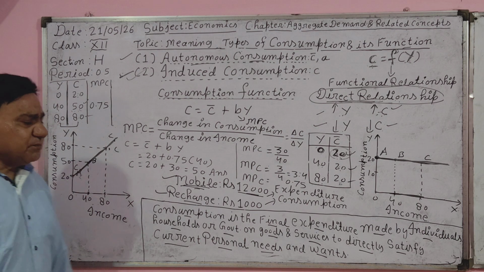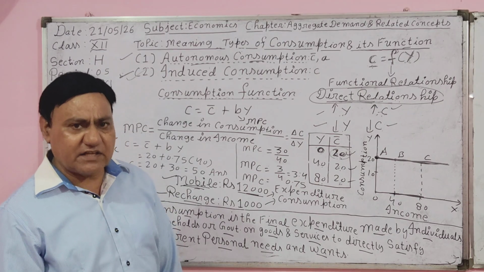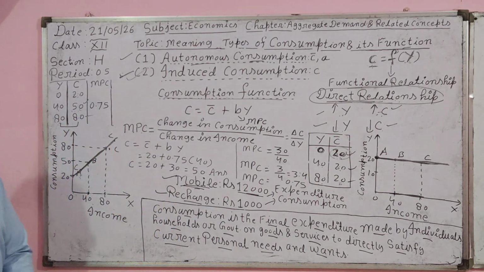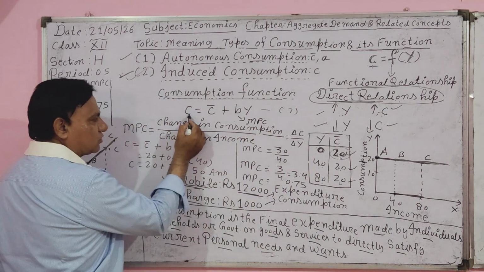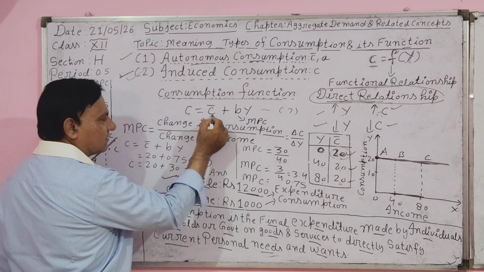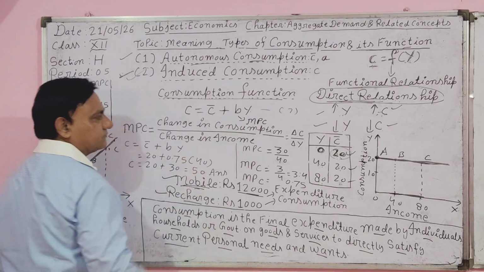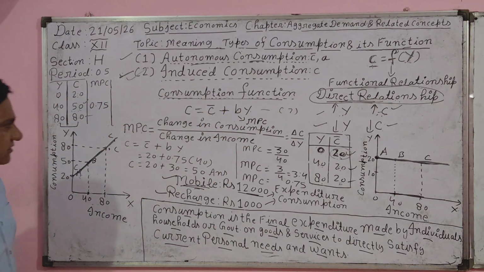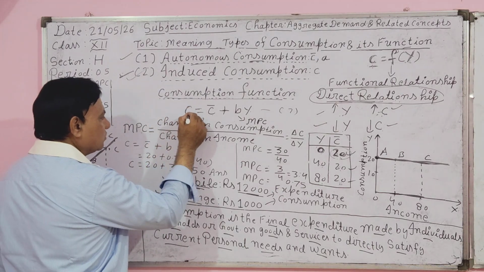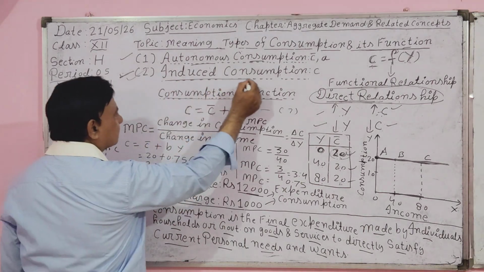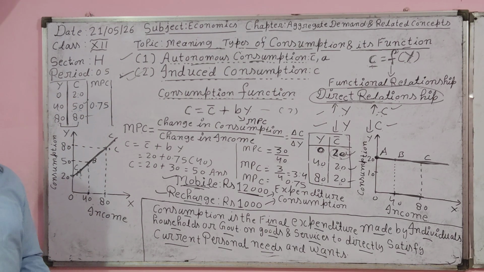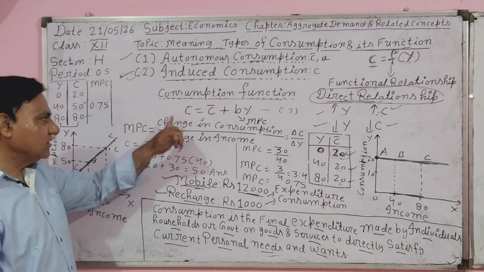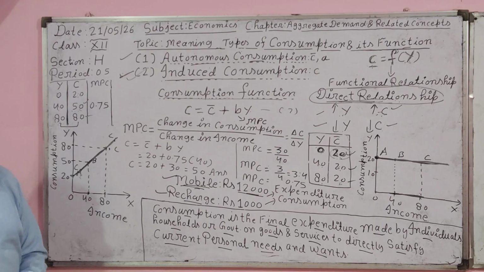Consumption function can also be written as in another equation. The second equation is C is equal to C bar plus B1. In this equation, C refers to induced consumption. Induced consumption is that consumption which is dependent upon income. When income increase, consumption increase. When income decrease, consumption decrease. C refers to induced consumption.